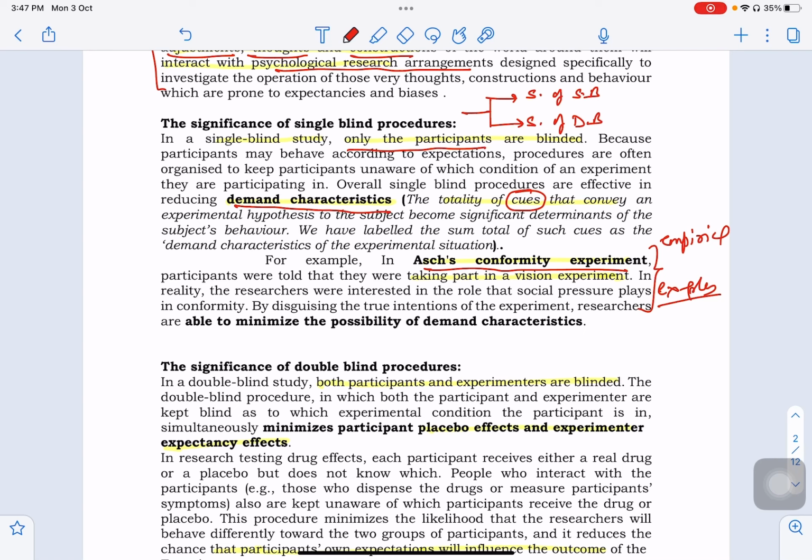For example, in the Asch conformity experiment, the participants were not told that this was a test of conformity. It was presented as a vision experiment. So if they had come to know that it was a conformity test, they would have behaved accordingly. So this is the way to minimize the possibility of demand characteristics, by not telling what's going on in the experiment, using the single blind procedure.